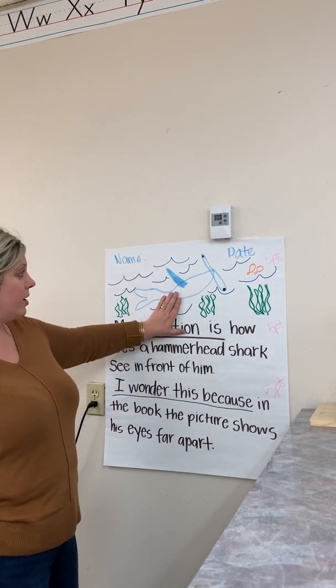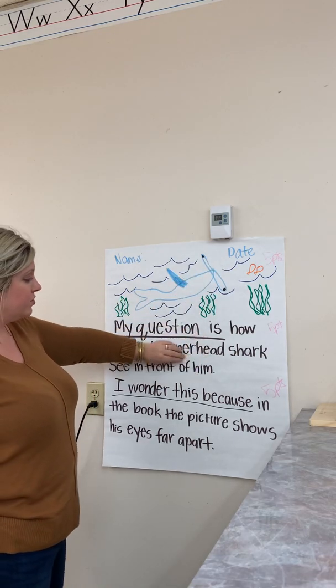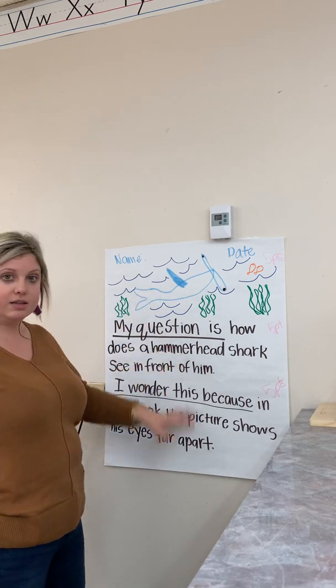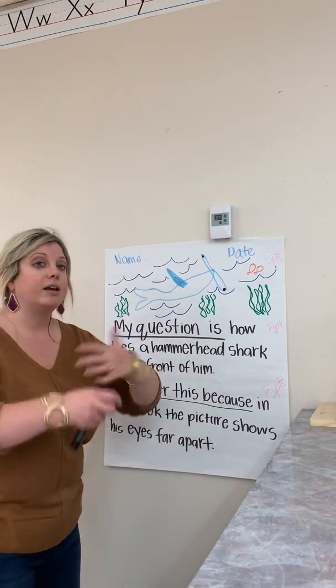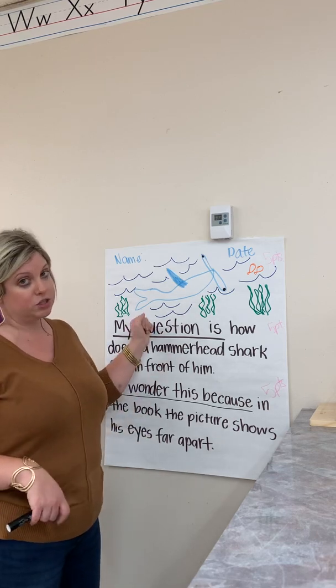So my students wrote about this. They got 5 points for the illustration, 5 points for this sentence, and 5 points for this sentence, as long as they completed this. That was the beginning of talking about how we're going to ask questions about our animals. This is just a little small part of what we will do in this unit.